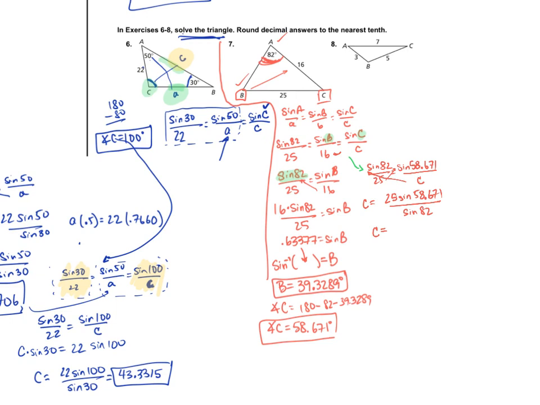So 25 times the sine of 58.671, and then divide that answer by the sine of 82, you will end up with 21.5647 for little c. All right, so let's take a look at this last problem.